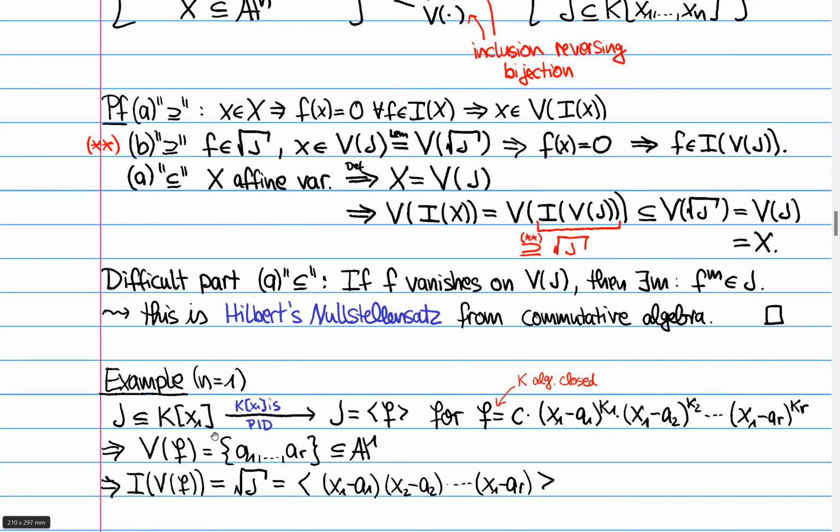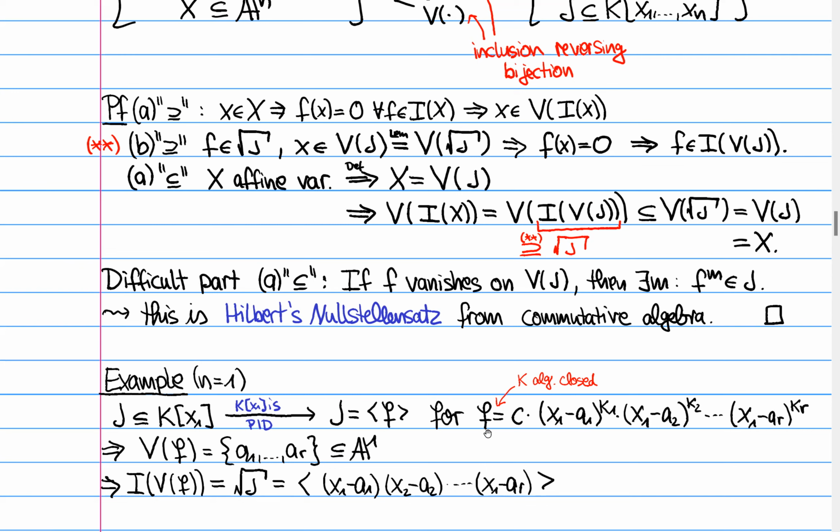So let's start on the ideal side. Let's take J an ideal in this polynomial ring. Then, again, something from commutative algebra, we know this polynomial ring in one variable over a field is actually a principal ideal domain. So this means this ideal here, the principal ideal, is generated by a single element f, so a single polynomial in one variable.